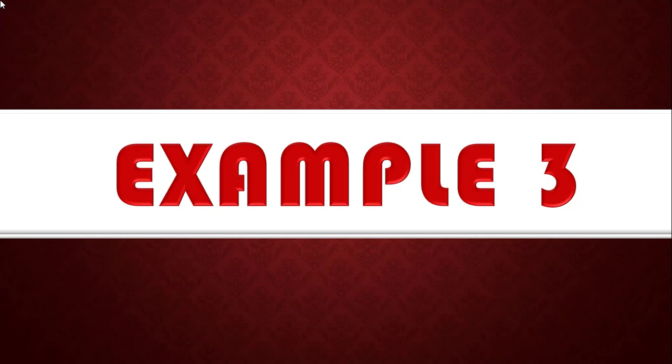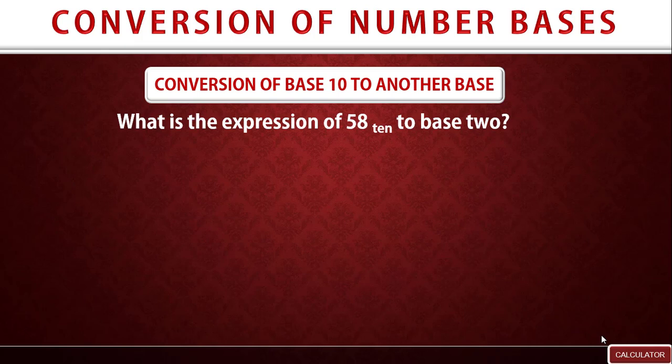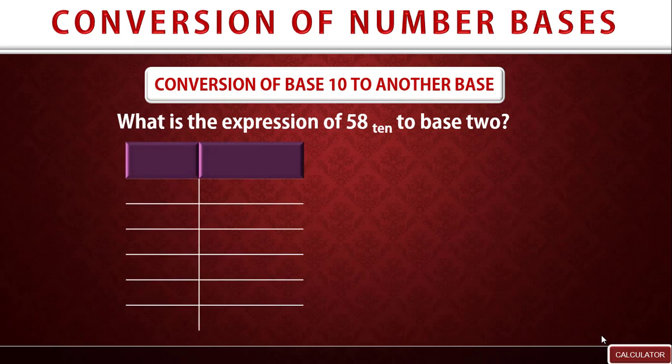Let's look at example 3. What is the expression of 58 in base 10 to base 2? So draw your table, and put your 58 at the right hand side and 2 at the left hand side. So we are repeatedly dividing 58 through by 2. Can 2 go in the first digit? The first digit here is 5. How many times will 2 go in 5? That is 2, remainder 1. So 2 goes in 5 2 times.